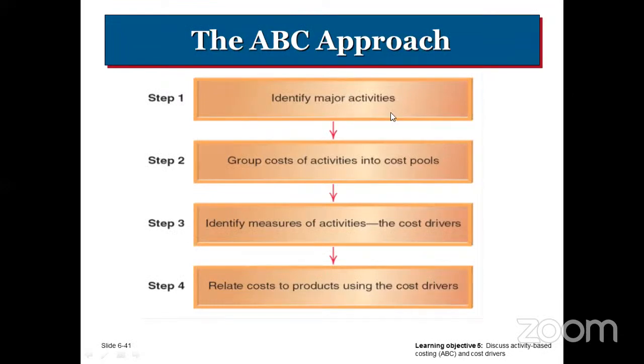Identify major activities, group the cost of the activity, that means the cost pool, into cost pools. Identify the measure of activity, the cost driver. What is the measure? What drives the cost? It can be the number of hours, the machine hours, whatever. Then assign cost to product using the cost driver. This is the allocation base already in activity-based costing.